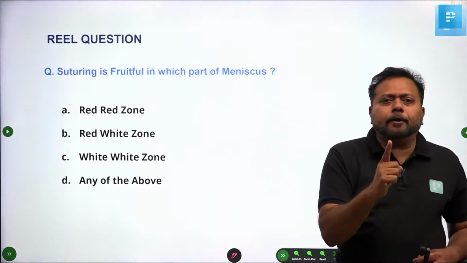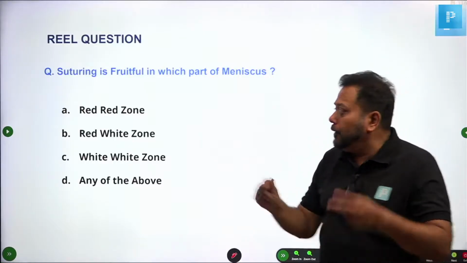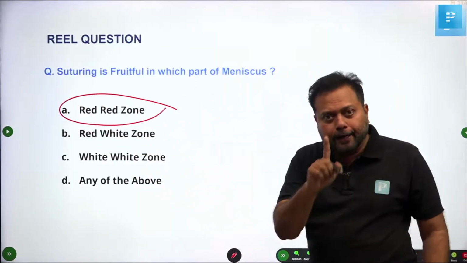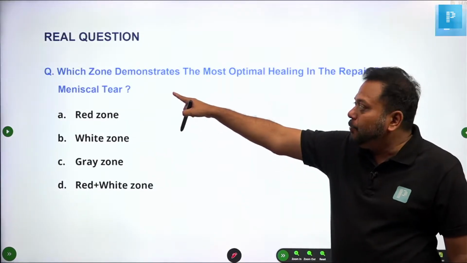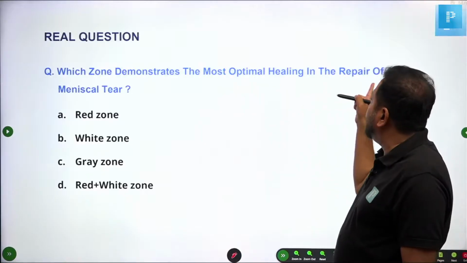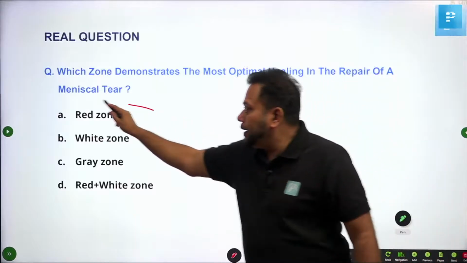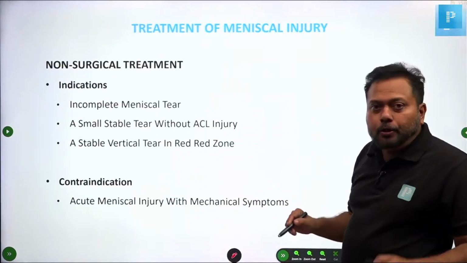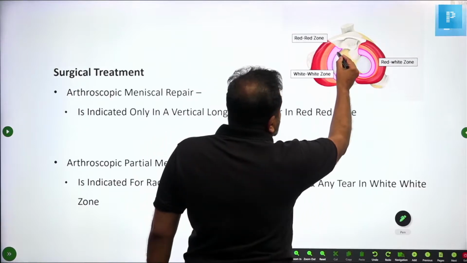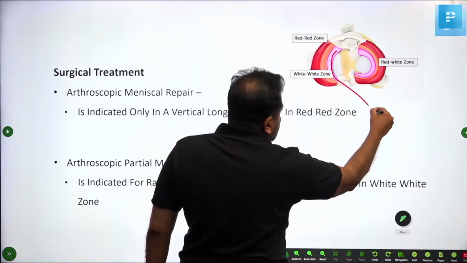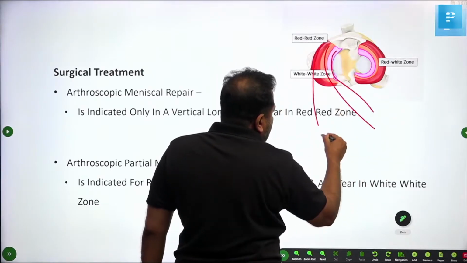In only one part. Menisci is divided into 3 zones. Only in one zone is suturing fruitful. That is the red zone. I will show you the diagram. I framed this question in the area. The real question of Ini-Cet: which zone demonstrates most optimal healing in repair of a meniscal tear? Red zone, white zone, gray zone. The answer is red zone. You see here, when you take a menisci, the innermost zone is called the white zone. The second zone is called the red-white zone. The outermost zone is called the red zone.